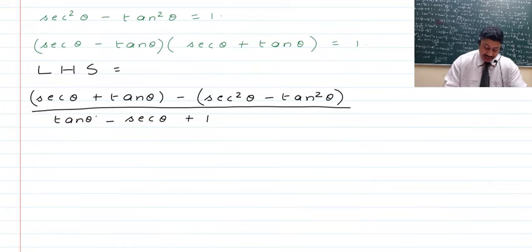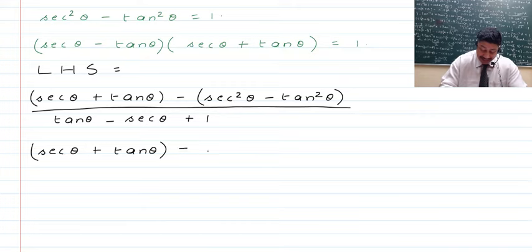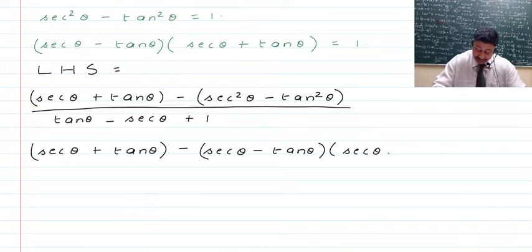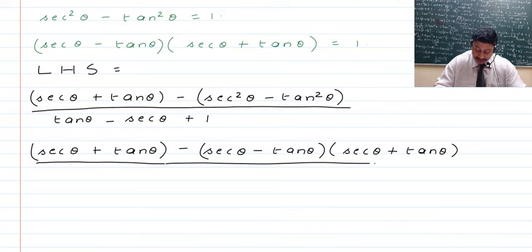Now further children, next what we can do is, if you talk about the second term that we have here, again it is something like a square minus b square. So like I wrote it here, it can be written as sec theta minus tan theta times sec theta plus tan theta, to simplify things so that we can take some terms common outside. So we have sec theta plus tan theta as the first term, and then in the next term we can write this to be sec theta minus tan theta times sec theta plus tan theta, right? And in the denominator children, we now have tan theta minus sec theta plus 1, right?